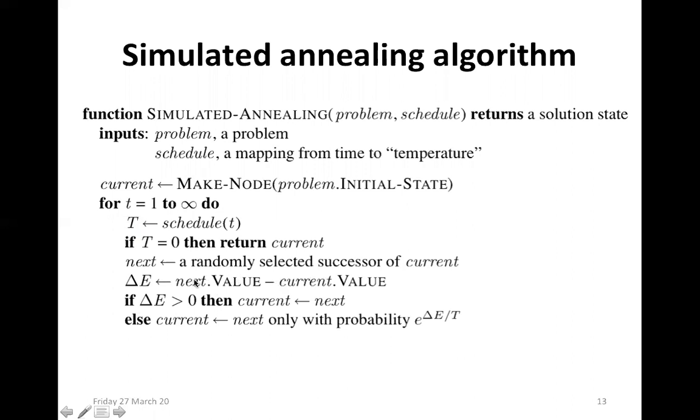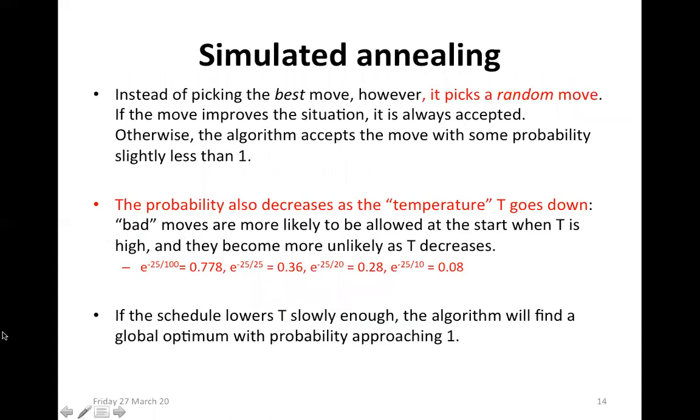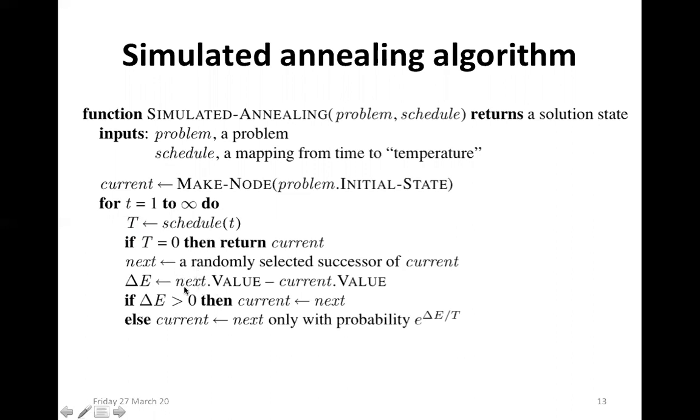So the value of next, I will show you when I come to this slide. If the value of the next state is higher and the value of the current state is lower, then I will get a positive value in this variable delta E. Basically, this delta E is according to the mechanics, and here delta means the difference of energy, because this algorithm is written according to physics. As I told you, simulated annealing originated from the physics branch of study.